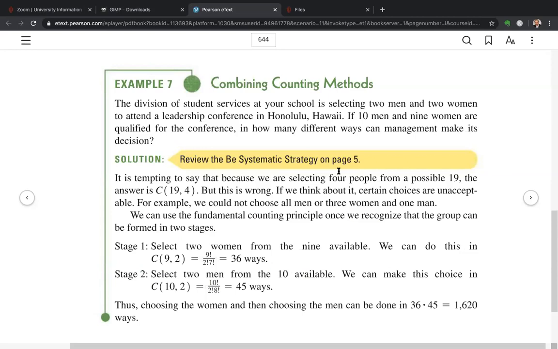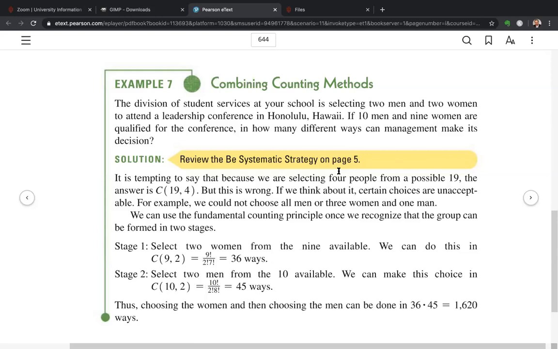Now, I'm sure a lot of people would want to go. And so she puts out an email and says, hey, everybody, if you're interested in going to this conference in Hawaii, let me know. And she gets dozens and dozens of people who want to go, but only 10 men and 9 women actually have the qualifications. Only 10 male students and 9 female students are qualified to go to the conference. The question is, how many different ways can she decide what group to send?